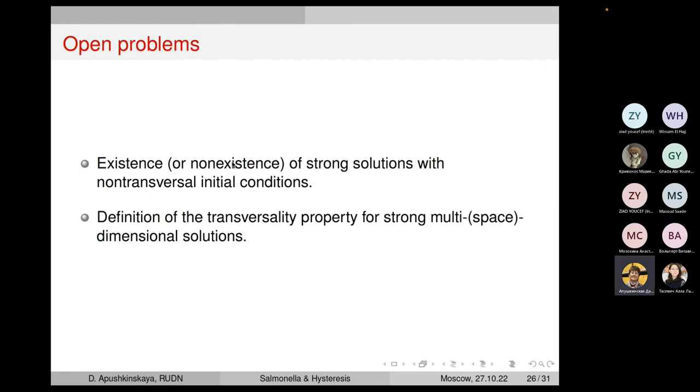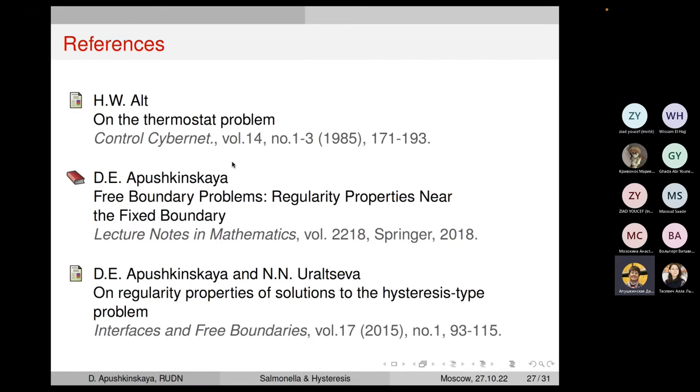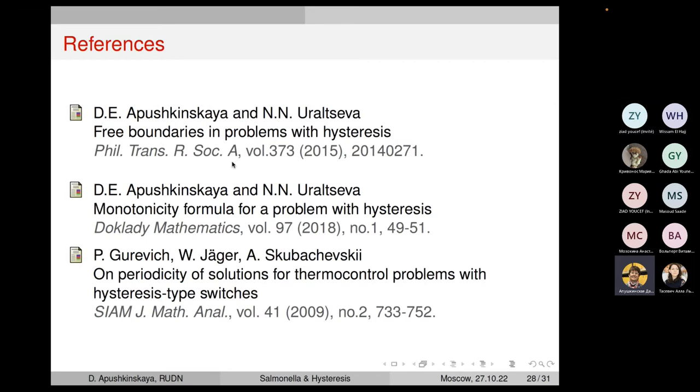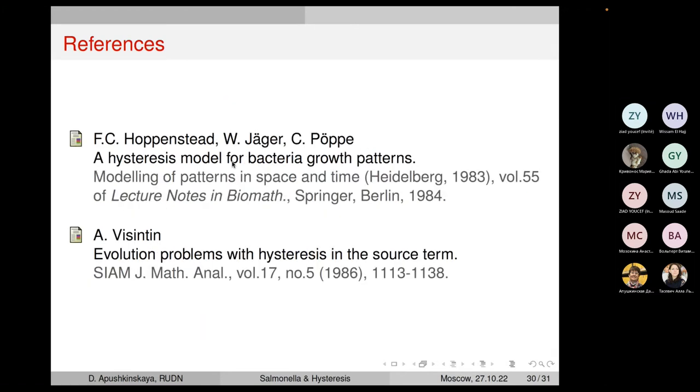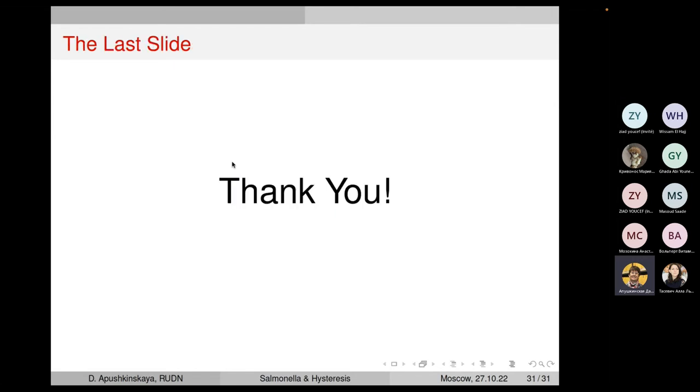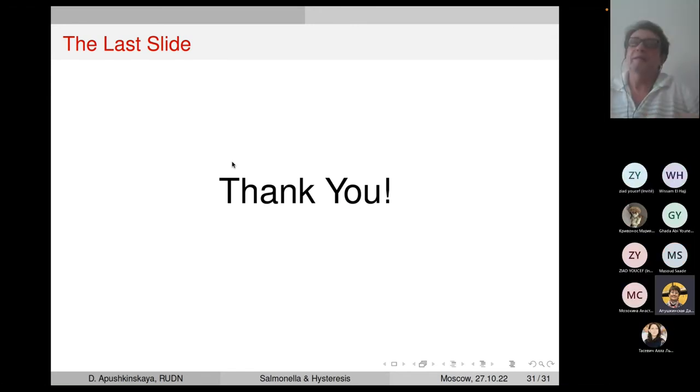In fact, here the situation is the following. And what I can also show are references for the publications which were made here. And the last slide. Oh, I guess I'm almost on time. Yes.